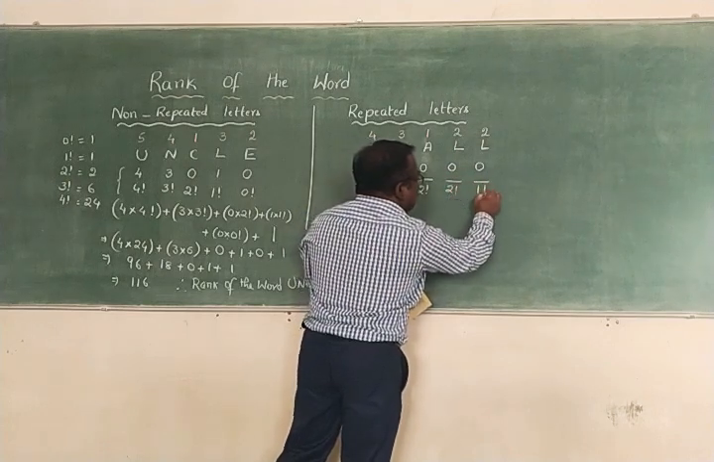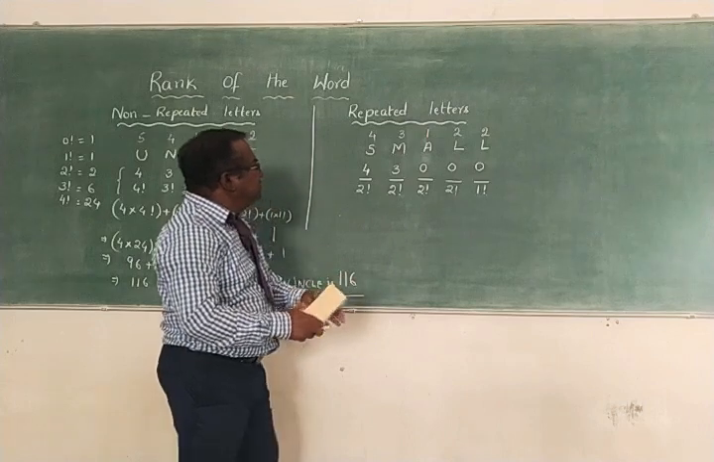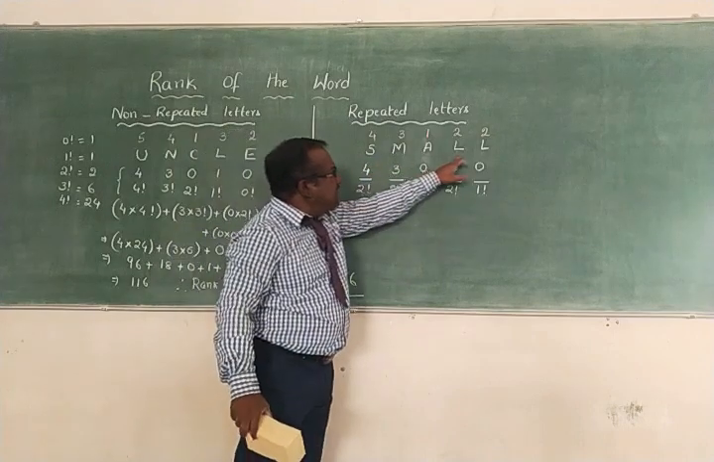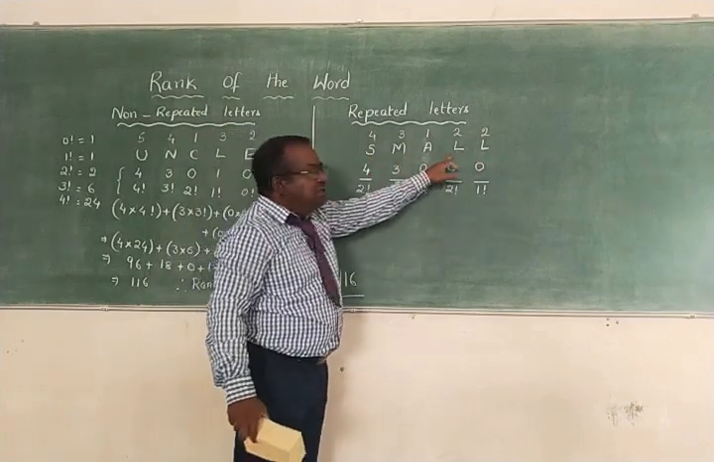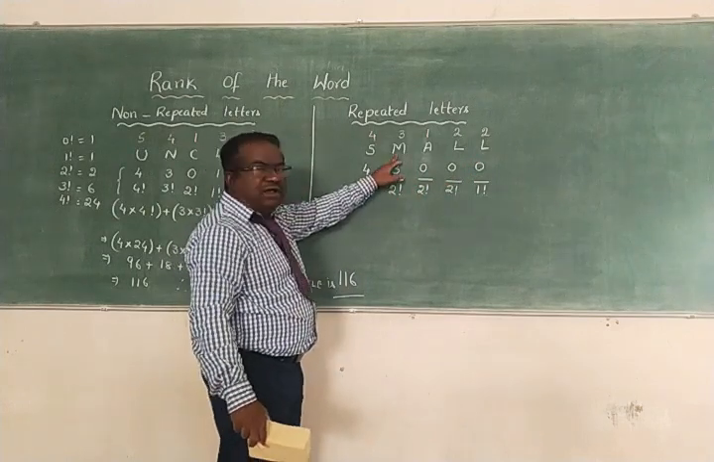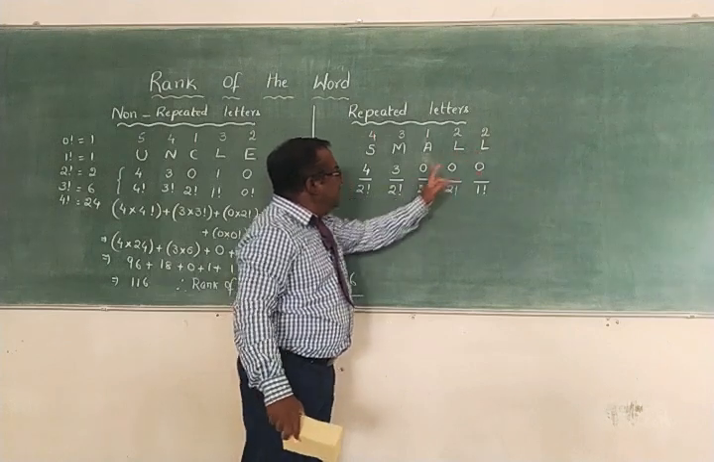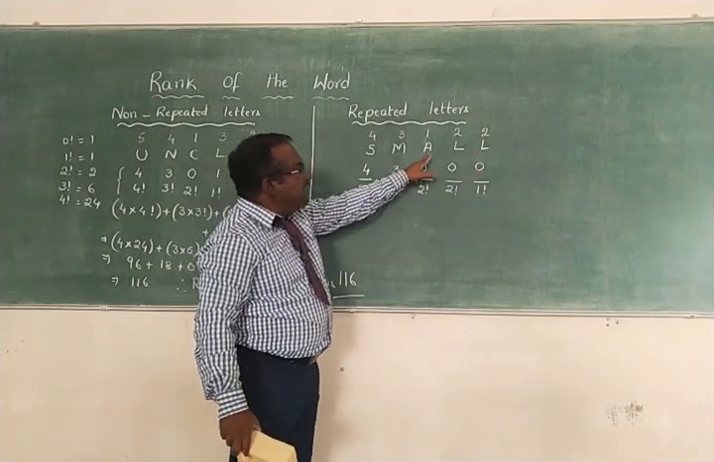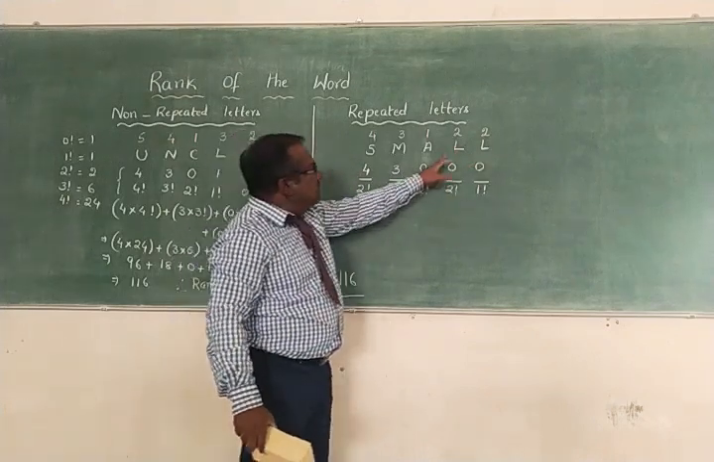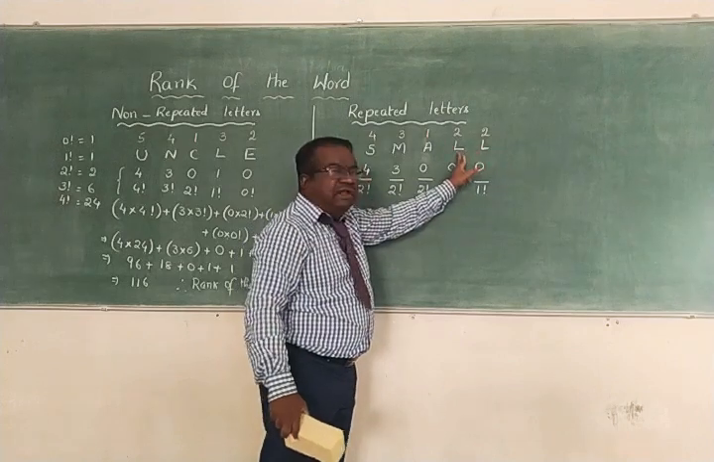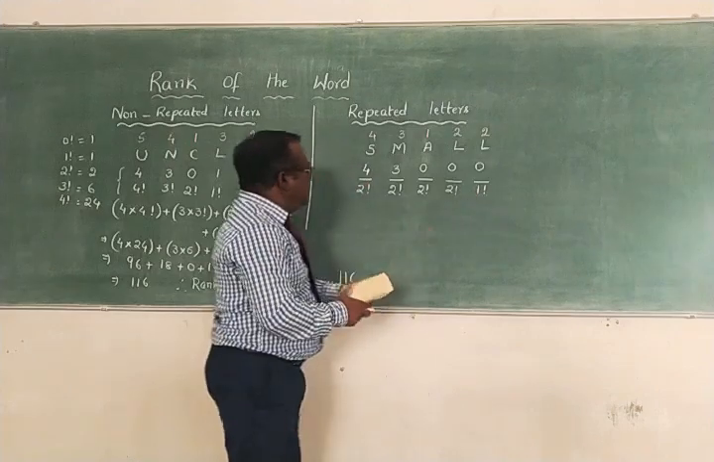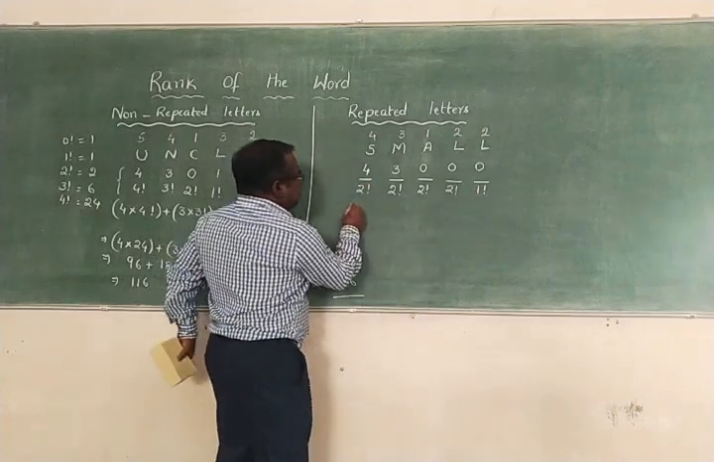This is 1 factorial. Once again I am repeating, children. In the letter S, including S, how many letters are repeated? In this word, there are 2 L's repeated, so 2 factorial. Again from M, there are 2 L's repeated, 2 factorial. Again from A, there are 2 L's, so 2 factorial. From L, including L we have to take, there are 2 L's, 2 factorial, here 1 factorial. Now let us simplify this.